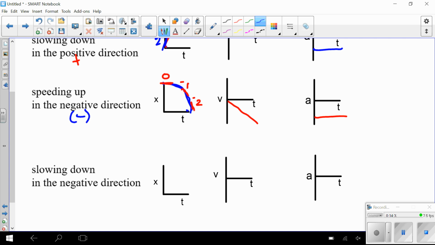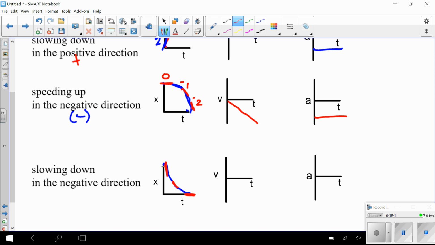For our last graph, we're slowing down in the negative direction. Again, if we're going in the negative direction, we're going to start our position graph here and head to here. But slowing down means that we are not going to change position as much as time goes on. So this graph looks like that. If we draw our tangent lines to figure out what's happening to our velocity, we get things like that going on.